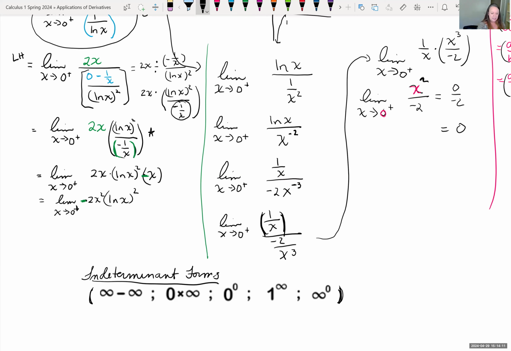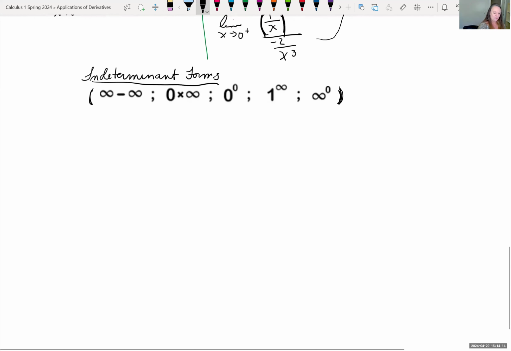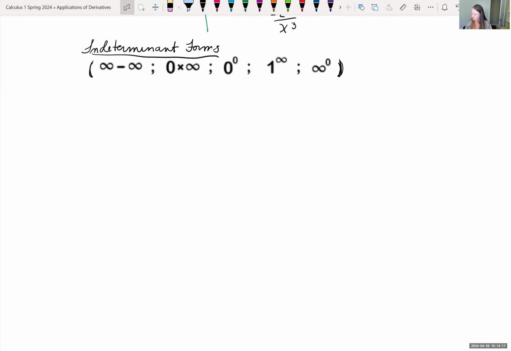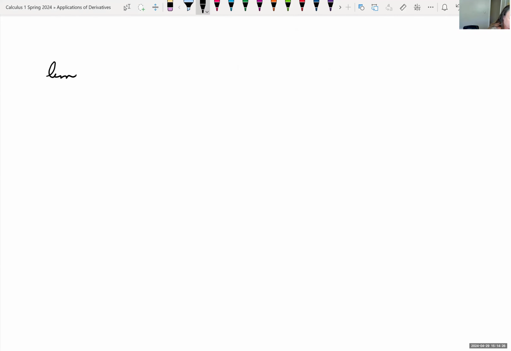There was one that I wanted to look at and show you using calculus that the limit as x is approaching 0 of 1 plus x raised to 1 over x is equal to e.